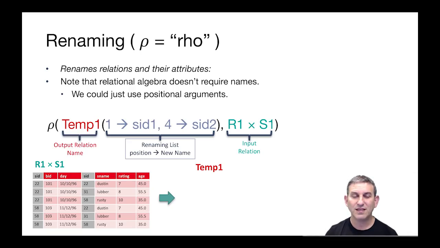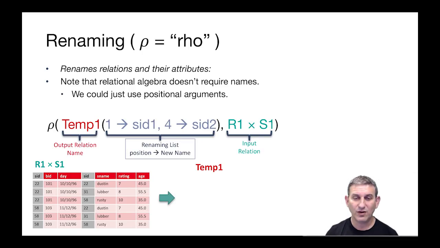Note that the relational algebra doesn't actually require names. We could refer to everything in terms of positions, like column 1, column 2, column 3. And there are people who write relational algebra that way, but in our class, names are so much easier to deal with. We'll assume we're working with names, and we'll use the renaming operator as needed.